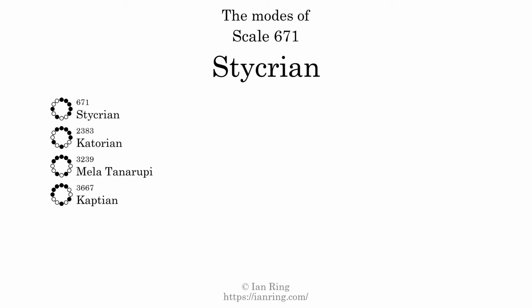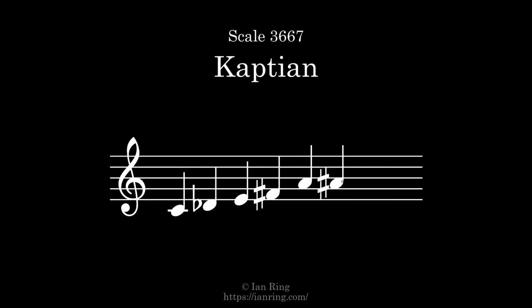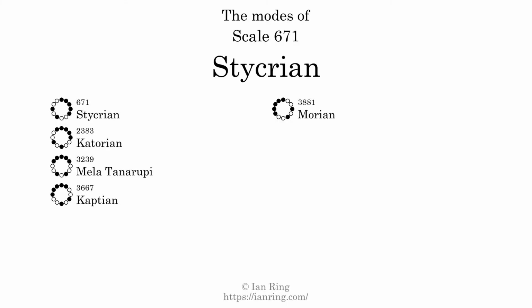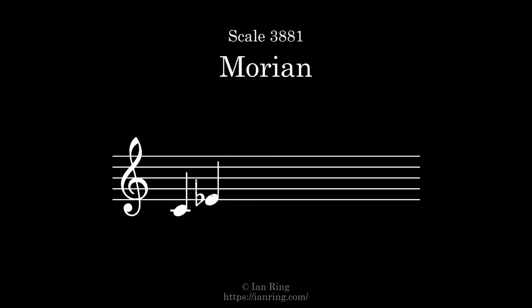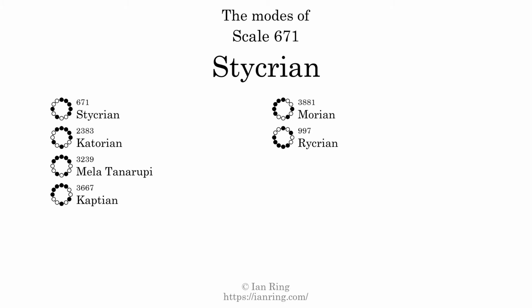The fourth mode is scale 3667, also known as Kaptian. It sounds like this. The fifth mode is scale 3881, also known as Mauryan. It sounds like this. The sixth mode is scale 997, also known as Stycrian. It sounds like this.